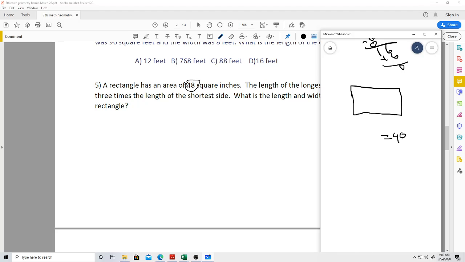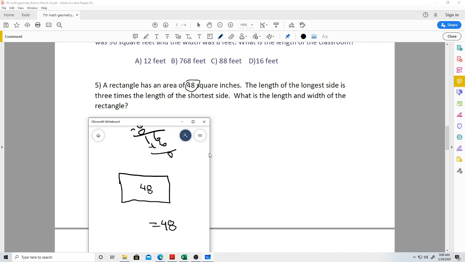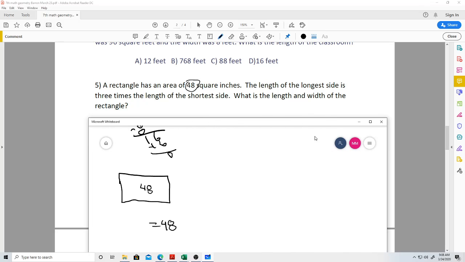This time we're going to use 48. All right, and then let's find some keywords here. The length of the longest side is 3 times the length of the shortest side. All right, so that's the longest side, right? That's the short side. So we want to call the short side, I say we call it width. Even though there's a lot of length in here, we can't have length on both sides. It makes sense. I mean, never mind. Let's not talk about that.